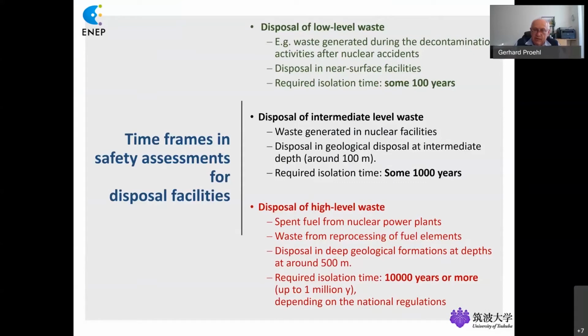Further on, we have also disposal of intermediate-level waste. This is waste which is generated in nuclear facilities, and it contains a broader spectrum of radionuclides, and usually disposal in geological formations is needed at intermediate depths, at around 100 meters or a bit less. The required isolation time is some 1,000 years.